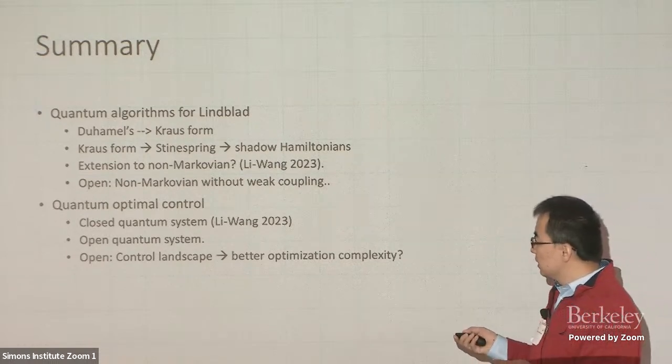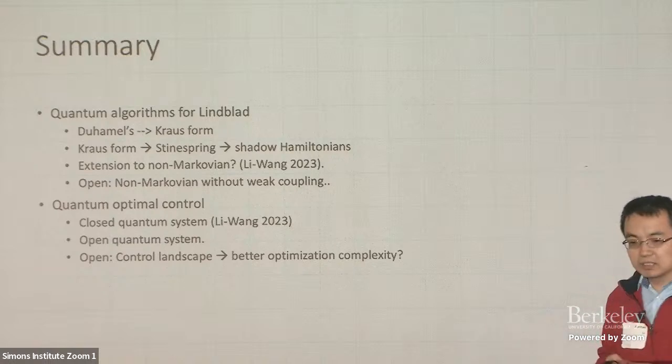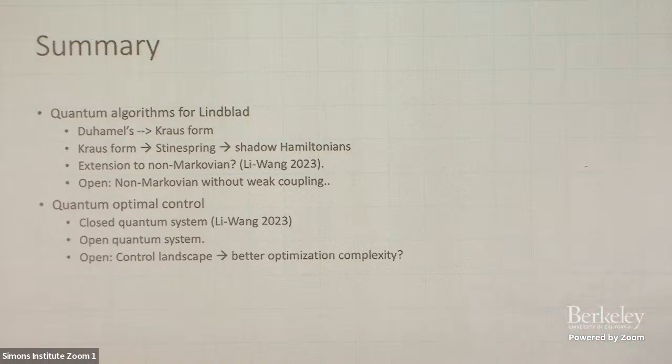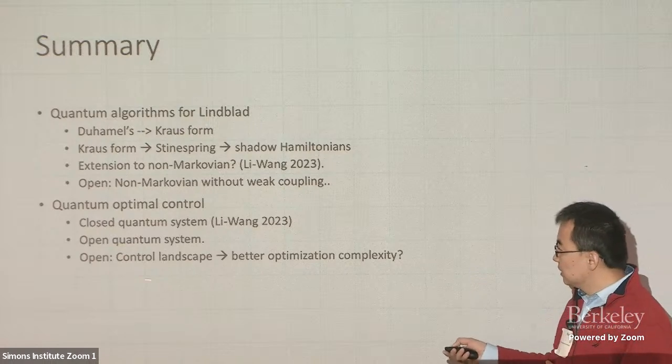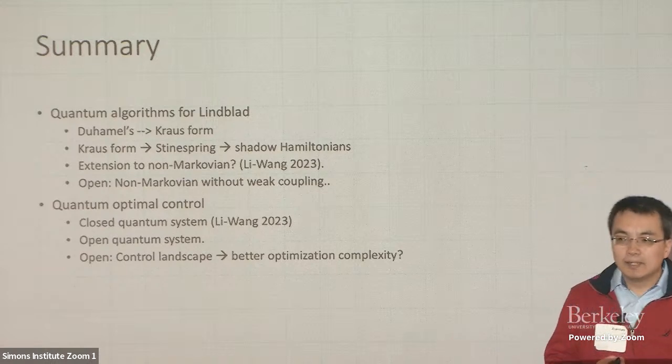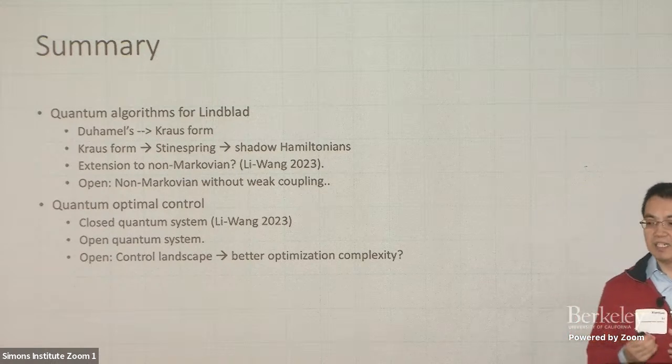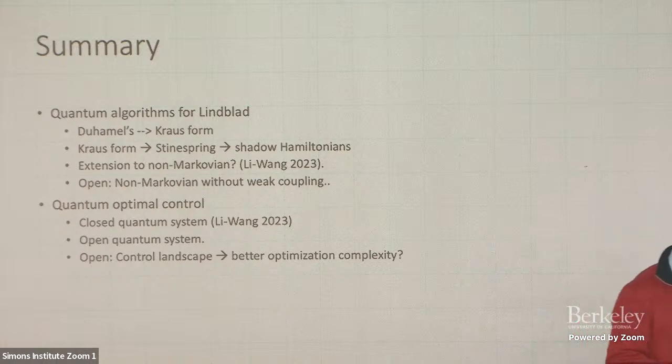Usually to get better optimization complexity, we need to characterize the convexity property of the landscape. But somehow these observations of the control landscape don't seem to be directly connected to those convexity assumptions. So with those remarks, I'm going to close my talk here, and thank you for your time.